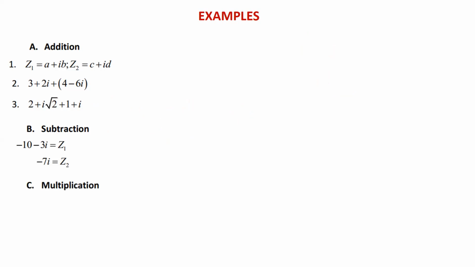I'm sure I've explained everything here. So if we subtract, let's say we've been asked to subtract Z1 from Z2. Z2 minus Z1, this will give us what? So Z2 here we have is negative 7i, then we say minus Z1. Our Z1 is negative 10 minus 3i.